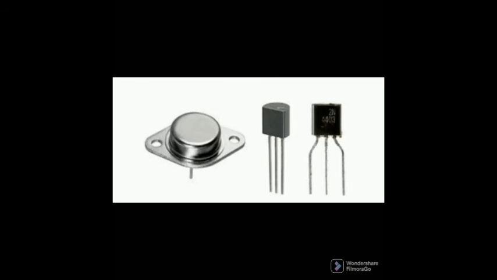A transistor is an active device having a minimum of 3 terminals. There are mainly 2 types of transistors that are mostly used: BJT or bipolar junction transistor, and FET or field effect transistor. BJT has 3 terminals named collector, base, and emitter. FET has 3 terminals named source, gate, and drain. Both of them are used for different purposes, but their function is almost the same.